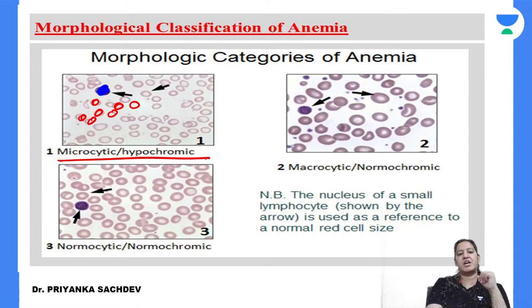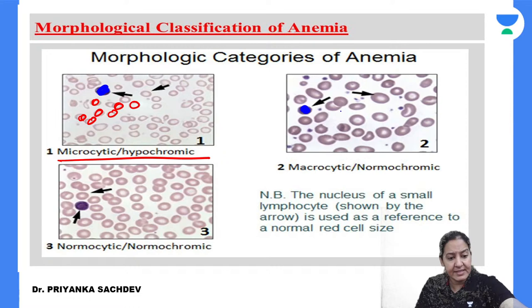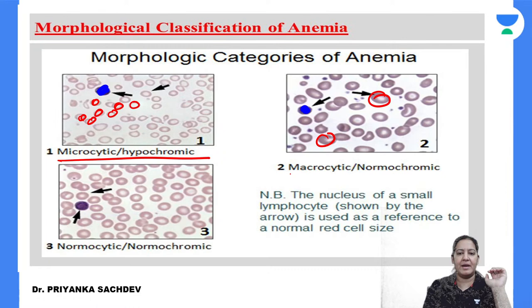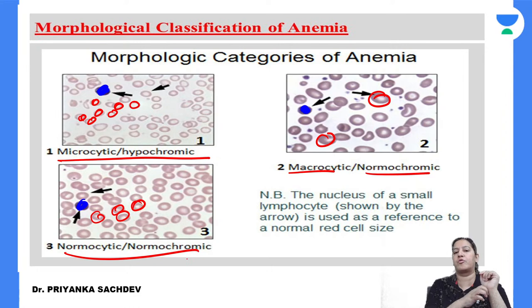See the second slide. Here you can find a lymphocyte. See the size of the RBC. RBCs are bigger than lymphocyte. Color is normal. Central one-third is pallor. So it is macrocytic normochromic. The third type, you can see again a lymphocyte here. And you can find all the RBCs are same as that of lymphocyte and color is also normal. Normocytic normochromic.